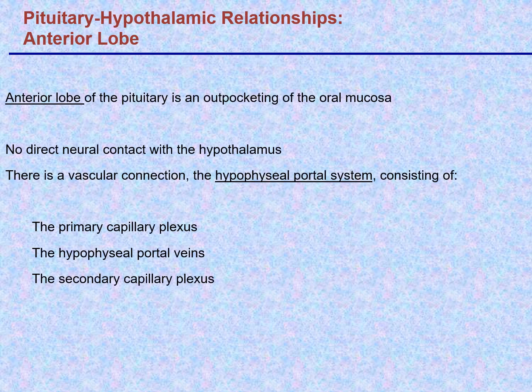On the other side, in the anterior lobe, there is no direct tissue contact, but you do have a vascular connection called the hypophyseal portal system, which carries hormones from the hypothalamus down into the anterior lobe and can trigger synthesis in the anterior lobe of several different hormones. The hypophyseal portal system is made up of a number of different tissues, but I wouldn't worry about learning these names here.